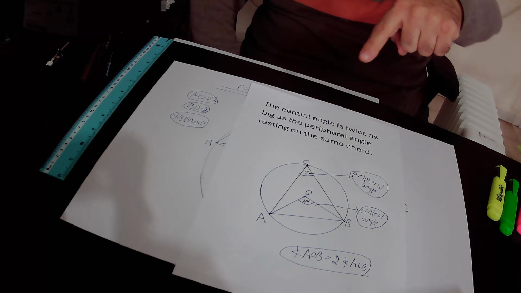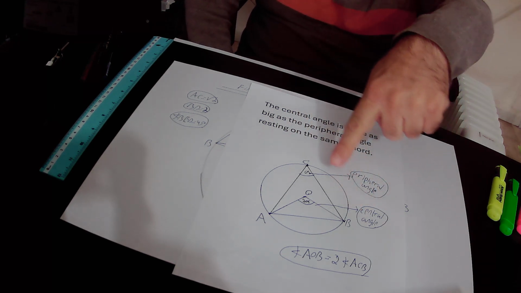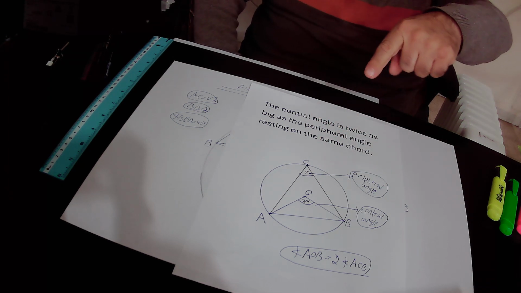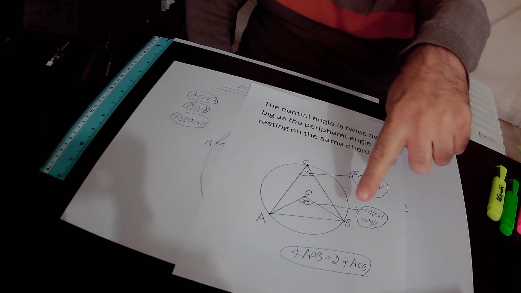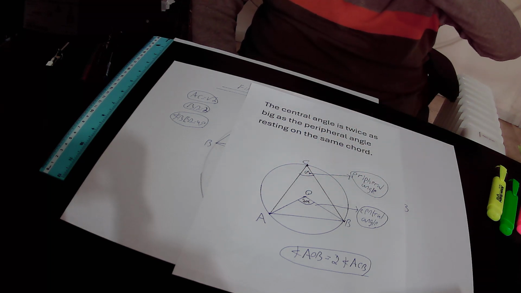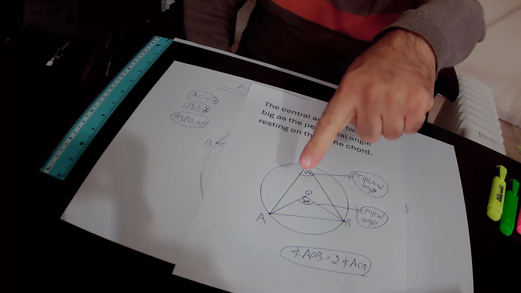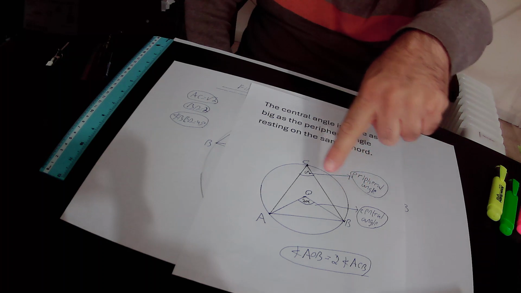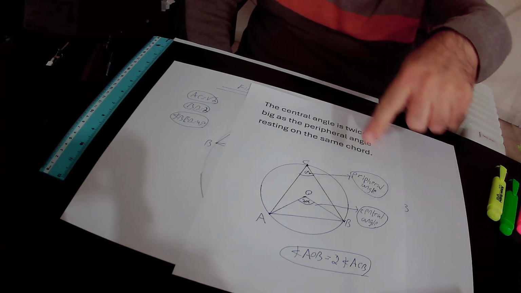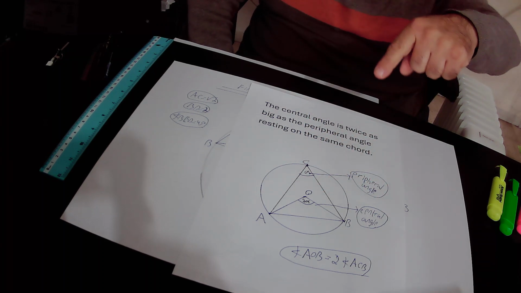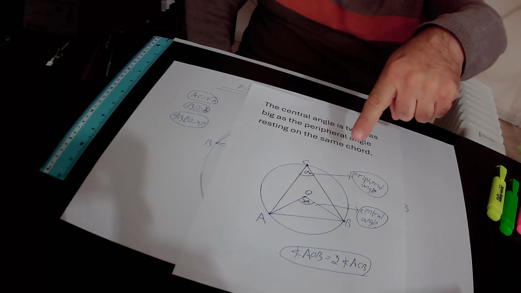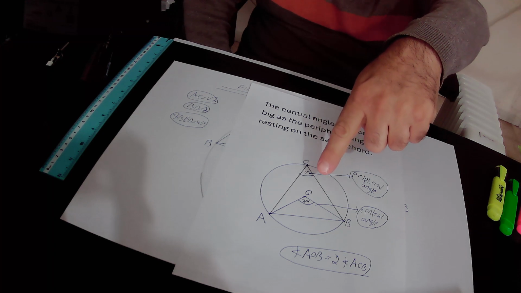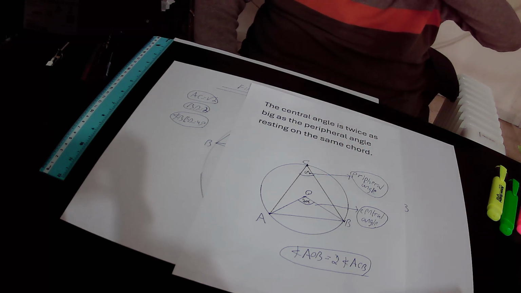Here we have peripheral angle ACB that is equal to alpha, and it rests on chord AB. And this angle AOB is a central angle that rests on the same chord AB. Therefore, it must be twice as big as the peripheral angle. The peripheral angle equals alpha, therefore the central angle must be equal to 2 alpha. Okay?